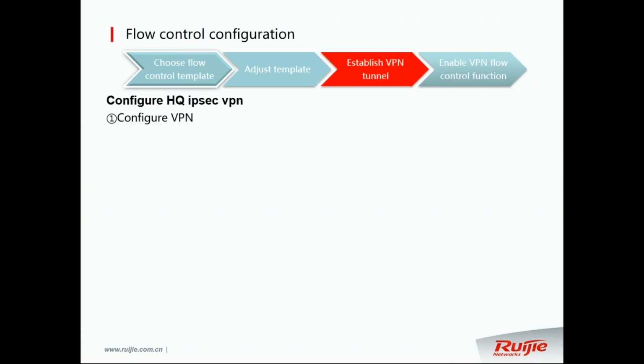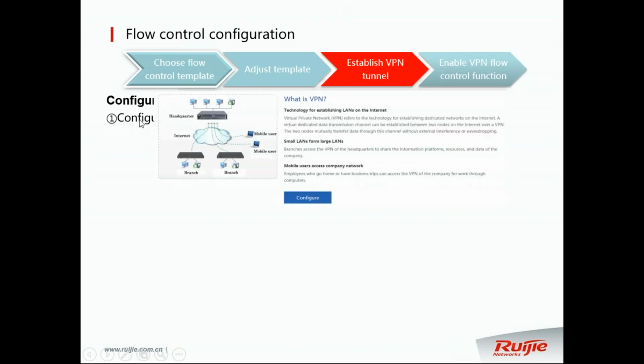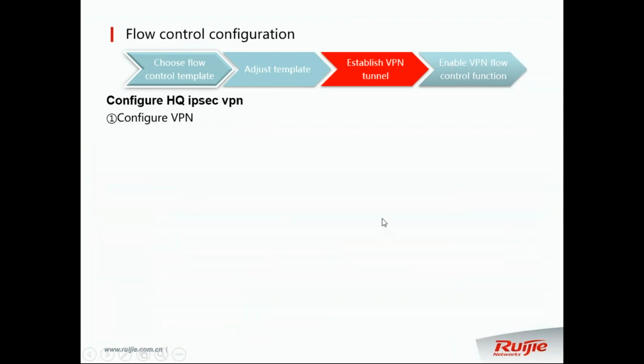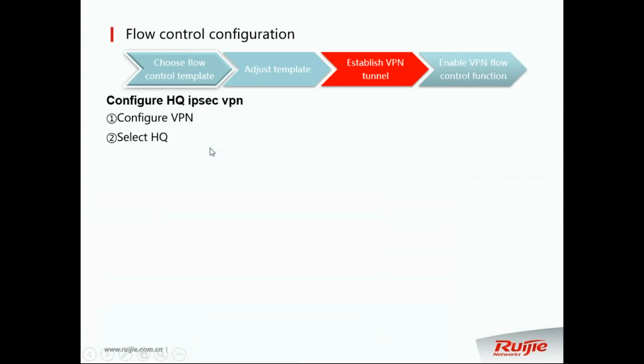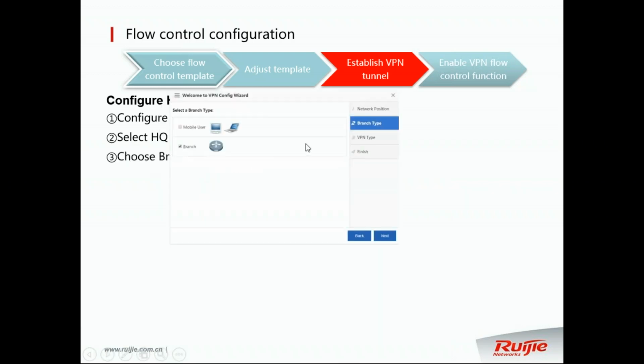So the branch needs to configure the header coder's public IP address. This is one key point for you. First you configure the VPN in the web, then you choose configure. For this example, we finish the header coder first. We choose the header coder. Here you have two choices: header coder or branch. Choose the header coder now, and then choose the branch.